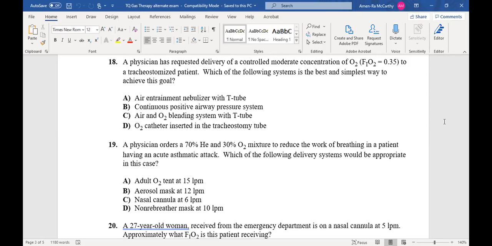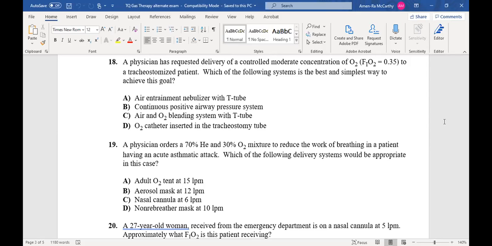All right. So a physician has, now let's listen to the question. A physician has requested delivery of a controlled moderate concentration of O2. He wants a controlled delivery, 35% to a tracheized patient. So somebody has a trachea. So which of the following systems is best and simplest way to achieve this goal?